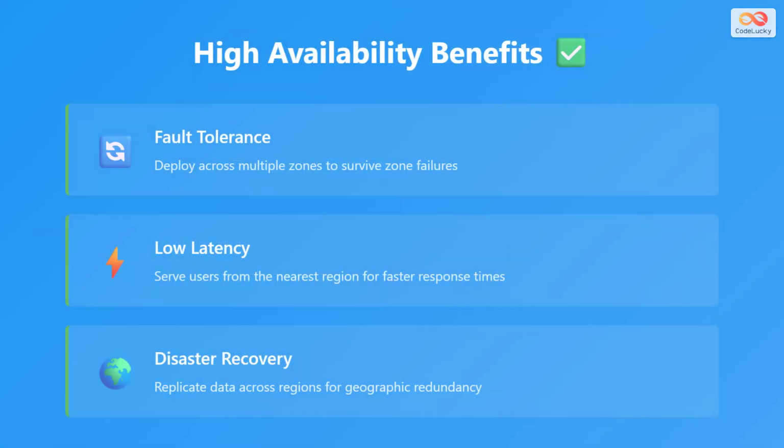The region and zone architecture provides 3 major benefits. First, fault tolerance. By deploying your applications across multiple zones, they can survive zone failures automatically. Second, low latency. Serving users from the nearest region ensures faster response times and better user experience. Third, disaster recovery. You can replicate your data across different regions to achieve geographic redundancy, protecting against regional disasters and ensuring business continuity.